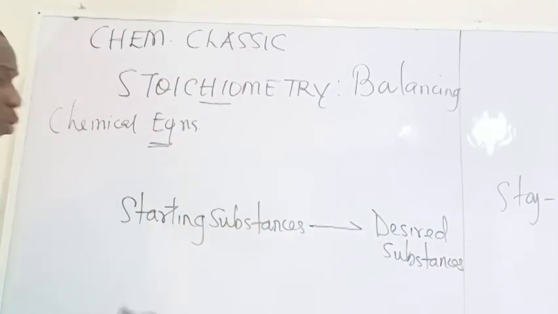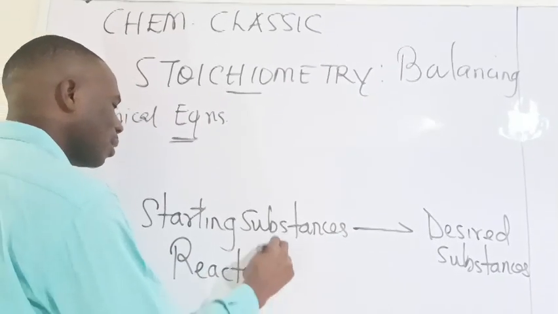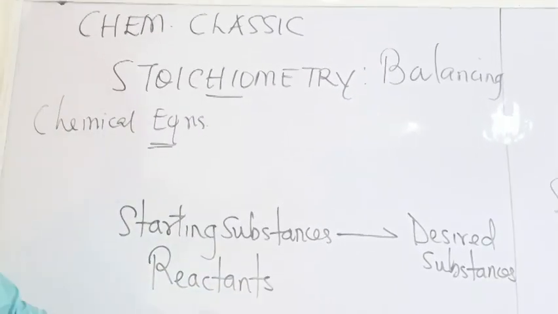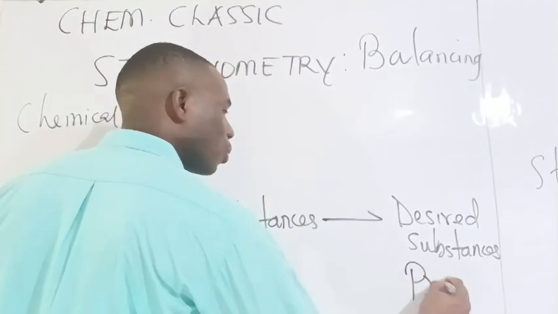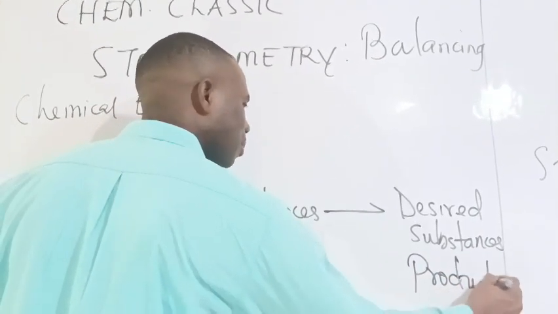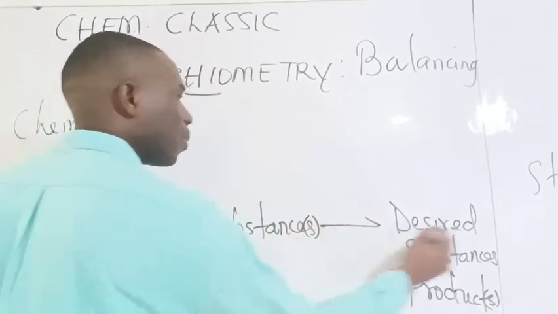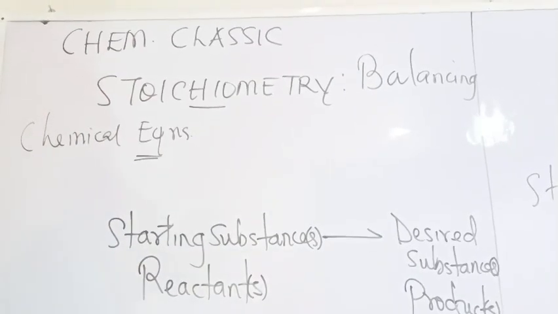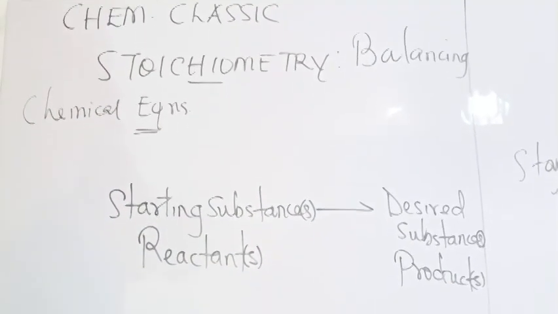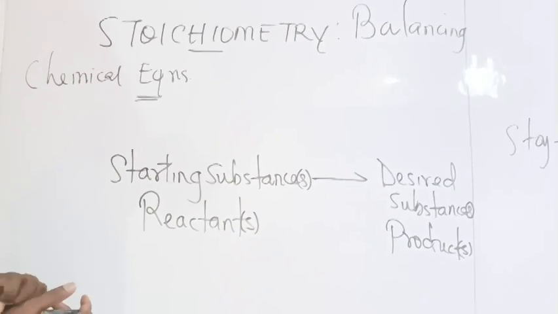The starting substances, we call these the reactants. You find them on the left-hand side. And of course, they undergo a reaction to form the products, which you find on the right-hand side. Reactant or reactants, substance or substances, as you like it. Yeah. So, let's now be more quantitative about this whole thing.